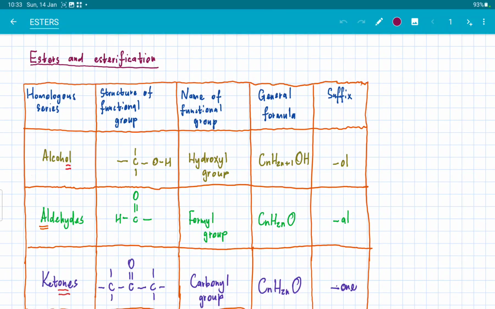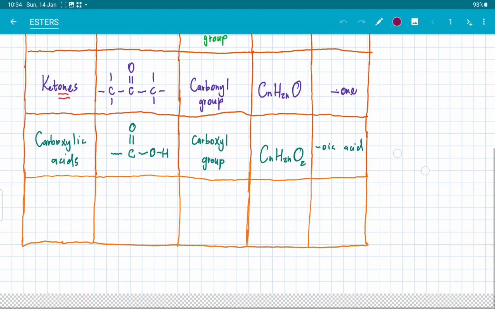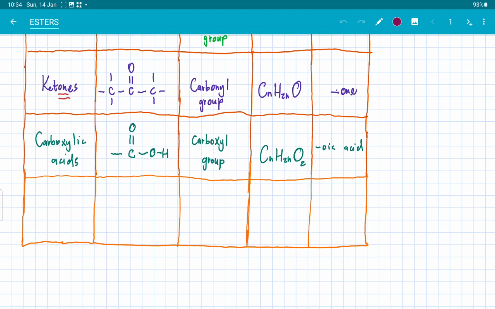Grade 12s, so I'm going to add our final homologous series. Again, these are not the only homologous series of organic compounds, we just don't do the others. So, about grade 12, this is our final one, which is esters.